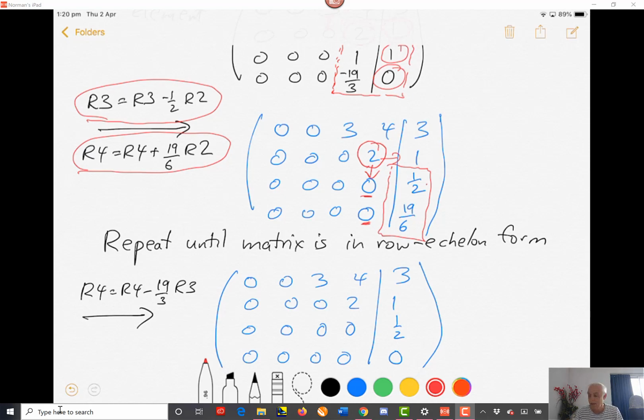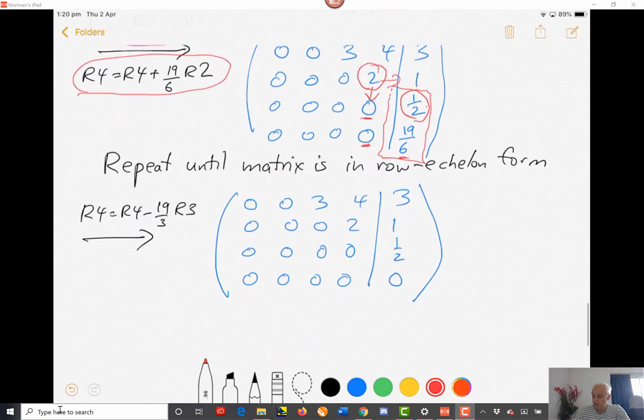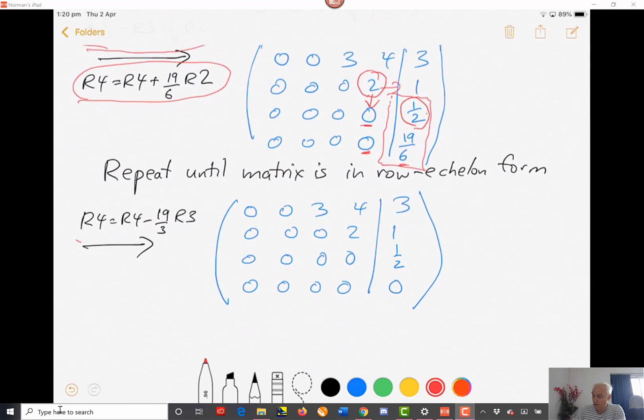Okay, what does that amount to? Well, we're looking for the first non-zero column, which is just the column that we're in. Looking for the top non-zero entry, which is the half. So that half is going to be our new pivot entry. And then we're going to use that to eliminate everything below it. In other words, to get rid of the 19/6. So how does that work? Well, we're going to take row 4 and subtract 19/3 times row 3, and that's going to give us a 0 in this place.